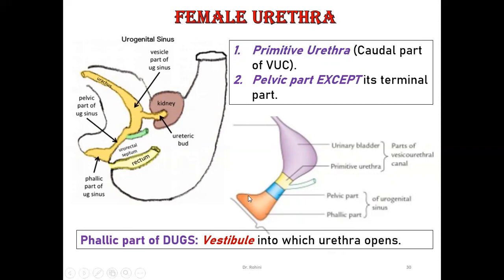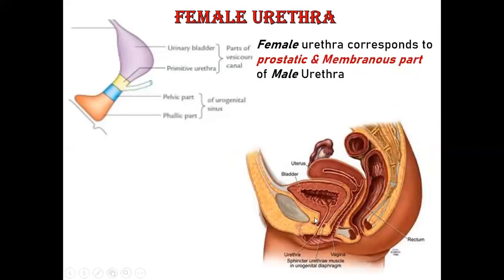So the female urethra, which is very short, is formed by two parts. The proximal part is formed by the primitive urethra. The distal part is formed by the pelvic part of the urogenital sinus from its cranial part, except its terminal part. The terminal part, along with the phallic part of the urogenital sinus, will form the vestibule. We can see here the bladder and the female urethra. This part is derived from the caudal part of the vesico-urethral canal, and this part from the pelvic part of the definitive urogenital sinus.